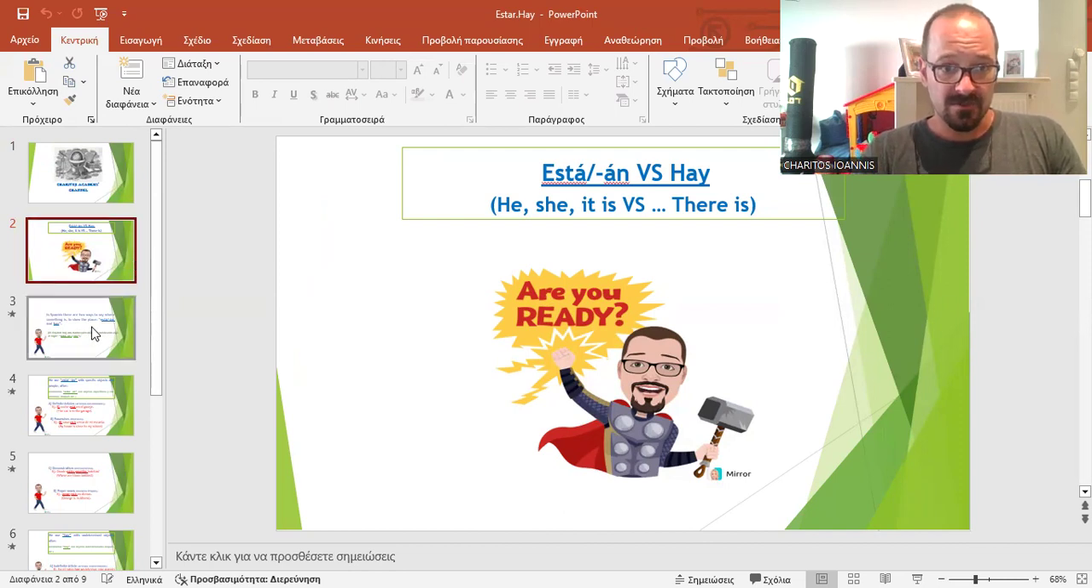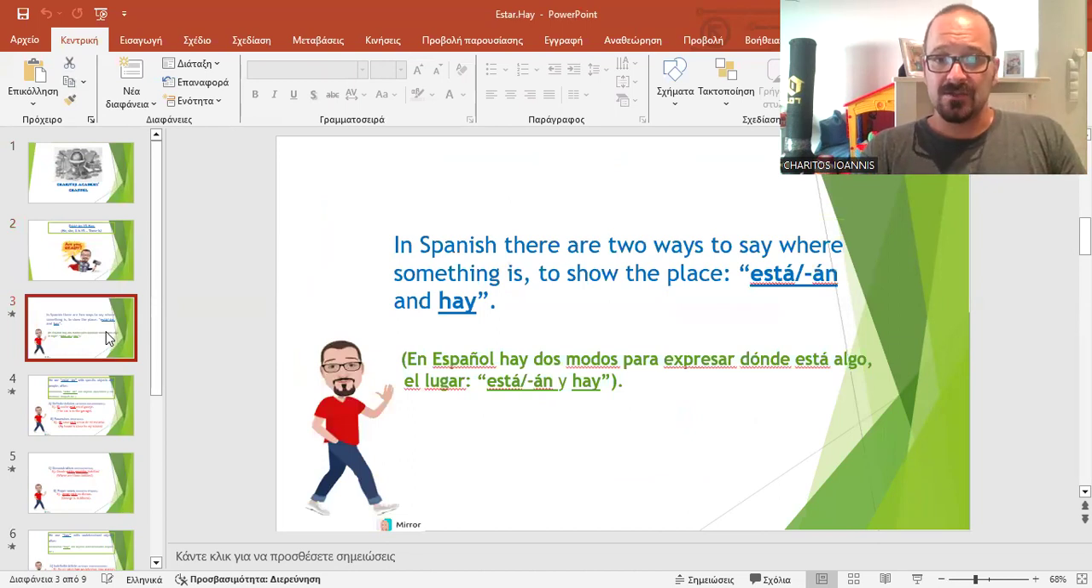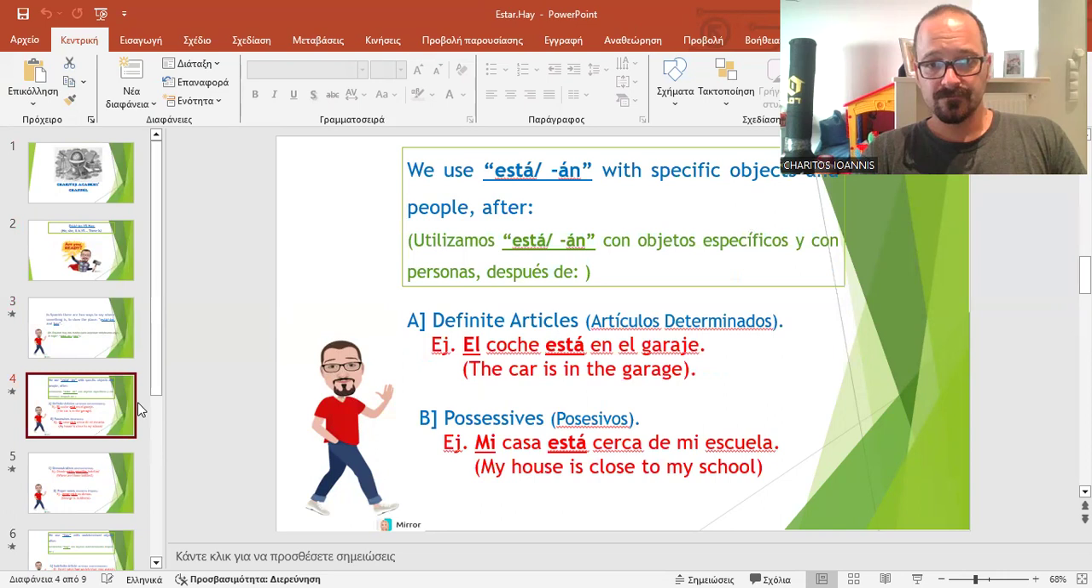So what's the difference? So in Spanish, there are two ways to say where something is to show a place. Está o están and hay. En español hay dos modos para expresar dónde está algo, es decir, el lugar. Está, están y hay. So we use está o están with specific objects or people after, we'll say what? Utilizamos está o están con objetos específicos y con personas después de.